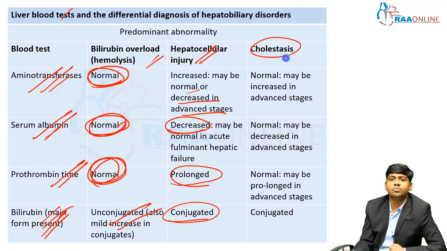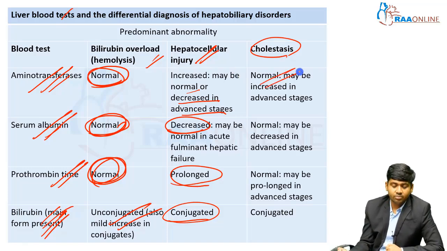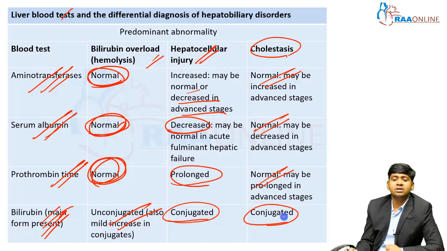Then there is cholestasis. Suppose there is obstruction of the bile. So the aminotransferase level is normal, serum albumin level is normal because liver function is normal. PT is normal because all the functions of the liver are normal. But here again there is an increase in the conjugated bilirubin levels. So in this way we differentiate between hemolytic jaundice, hepatocellular jaundice, and obstructive jaundice.